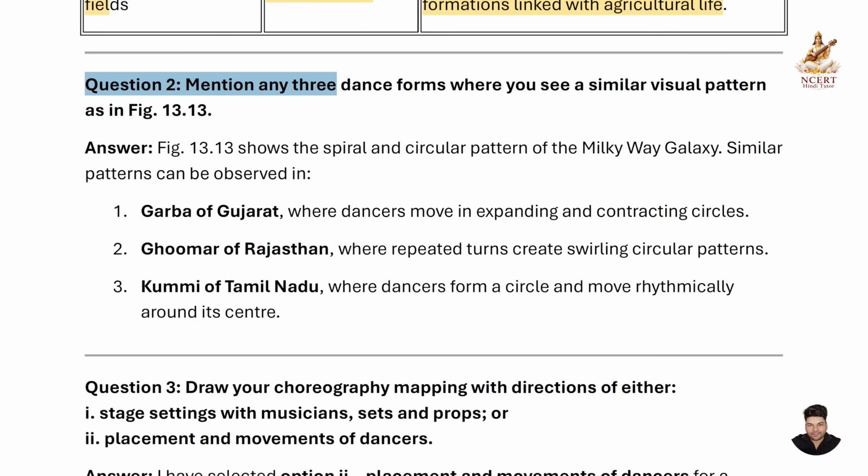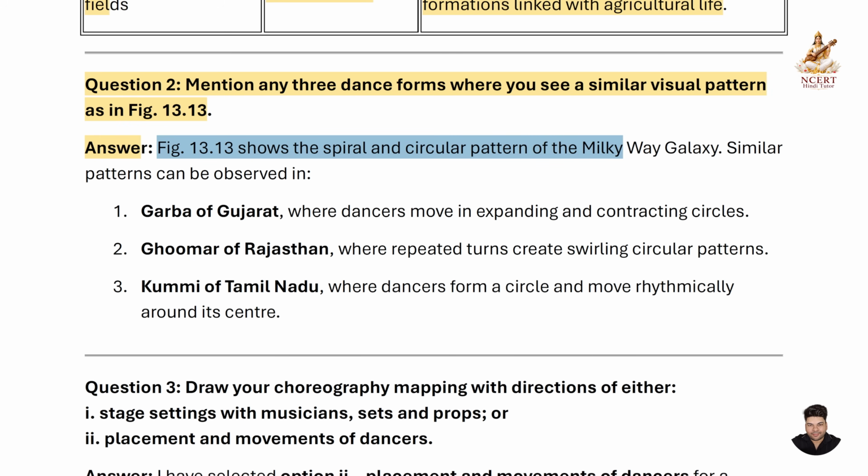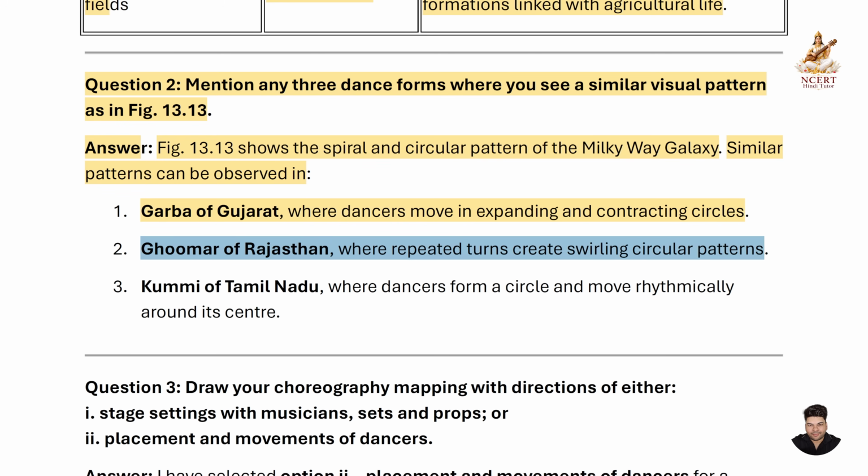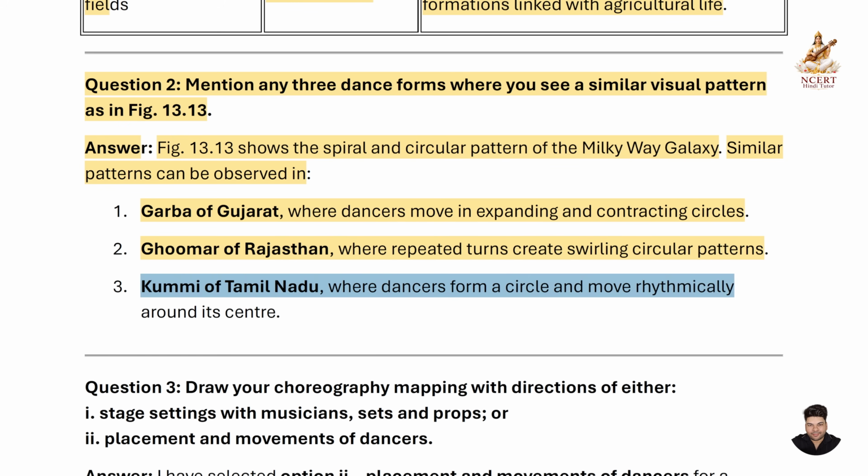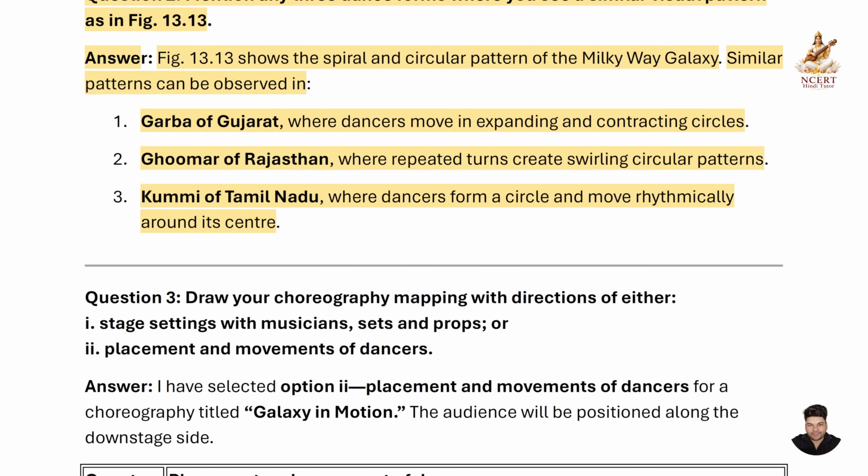Question 2. Mention any 3 dance forms where you see a similar visual pattern as in figure 13.13. Answer. Figure 13.13 shows the spiral and circular pattern of the Milky Way galaxy. Similar patterns can be observed in 1. Garba of Gujarat, where dancers move in expanding and contracting circles. 2. Ghumar of Rajasthan, where repeated turns create swirling circular patterns. 3. Kummi of Tamil Nadu, where dancers form a circle and move rhythmically around its center.